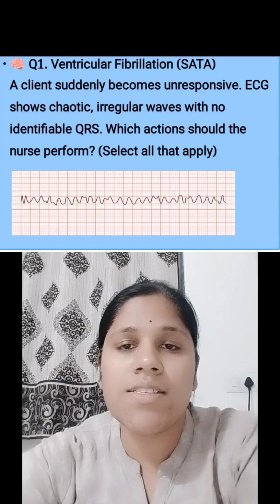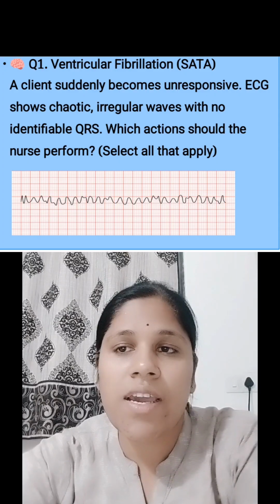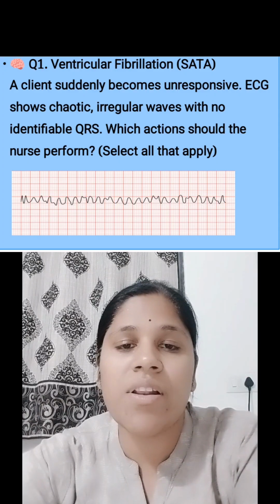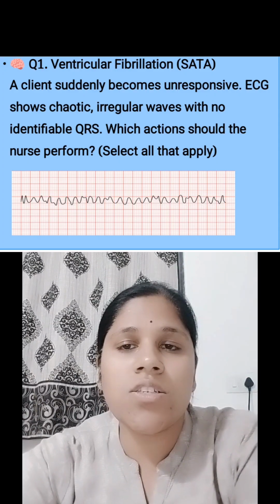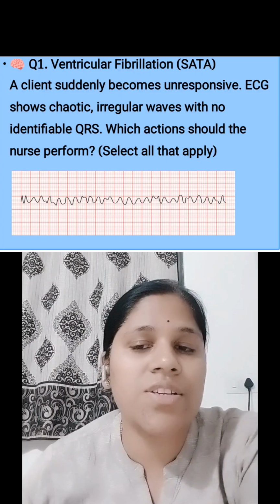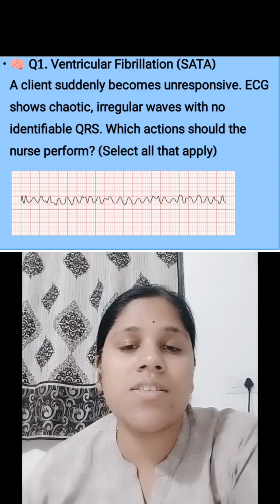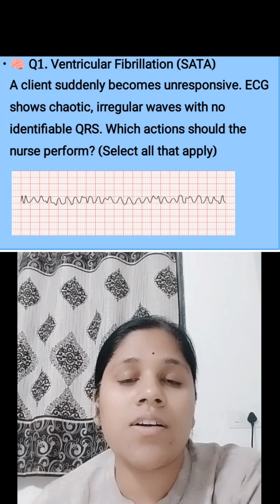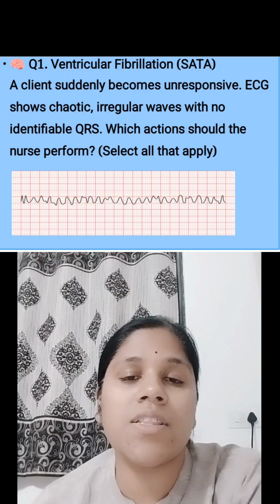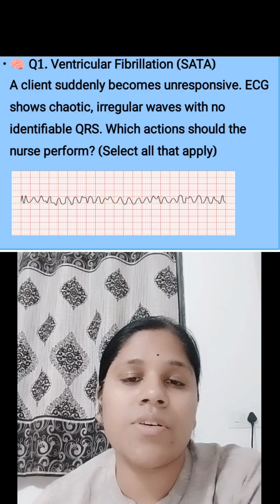The question says a client suddenly becomes unresponsive. ECG shows chaotic irregular waves with no identifiable QRS. Which action should the nurse perform? This is the ECG given for ventricular fibrillation. Ventricular fibrillation is a type of dysrhythmia from the ventricles, where there is no active cardiac output being produced by the ventricles. There is a quivering movement of the ventricular chambers.